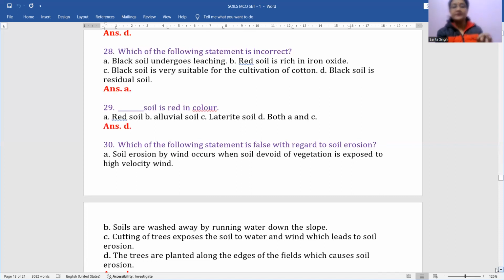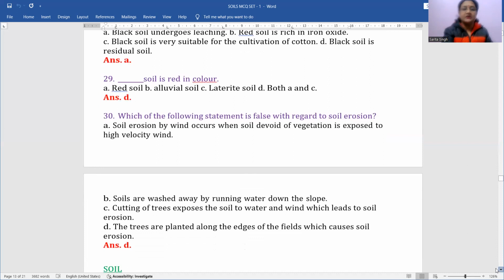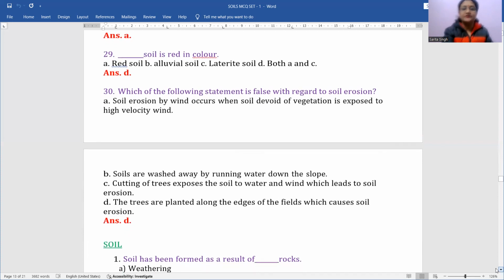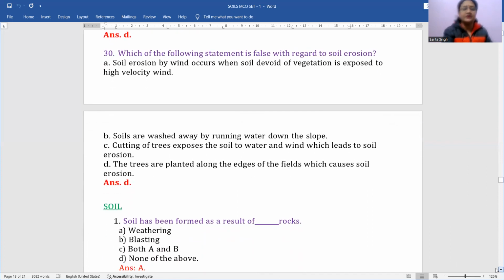ठीक है, ये चीज मैंने आपको पहले भी बताया था बच्चों, आपको क्वेश्चन जो है बहुत केयरफुली रीड करना है. ठीक है, इसमें इनकरेक्ट पूछा है, तो इनकरेक्ट ऑप्शन जो है इट्स ओनली ए, दैट इज ब्लैक सॉइल अंडरगोज लीचिंग, विच इज एक्चुअली नॉट राइट. अच्छा, नेक्स्ट है डैश सॉइल इज रेड इन कलर, दैट इज रेड सॉइल एंड लेटराइट सॉइल बोथ, so the answer will be D option.